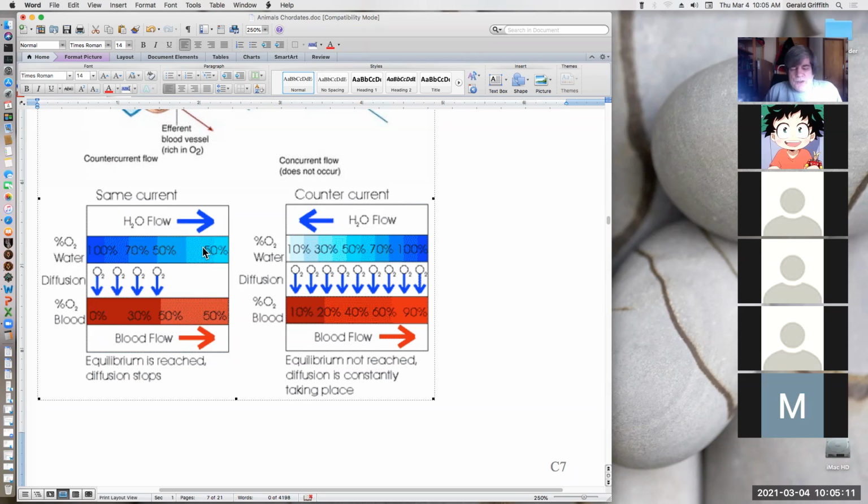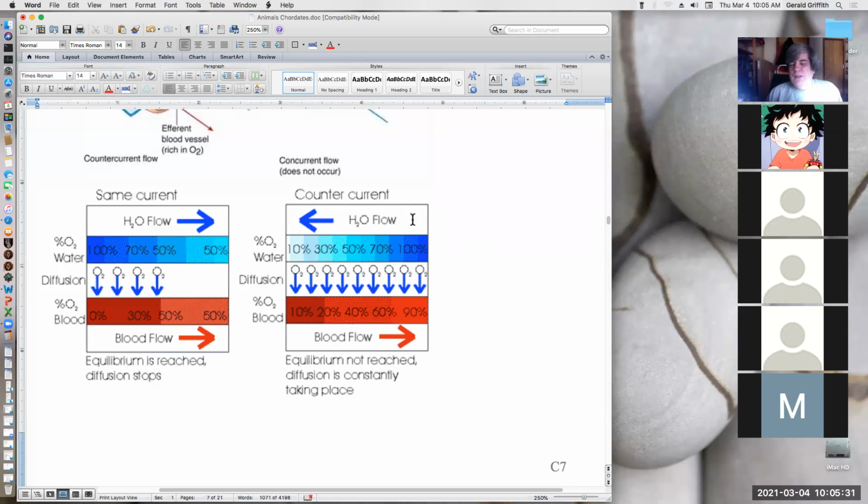Now, notice that the blood can't go to 51% and the water to 49, because remember, diffusion only happens from a high concentration to a low concentration. So once the concentrations are equal, diffusion stops.